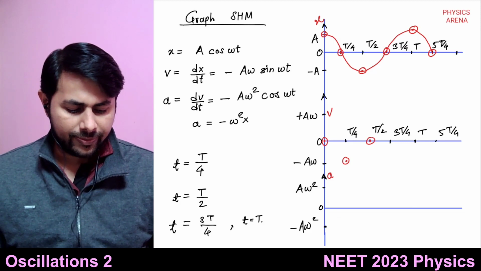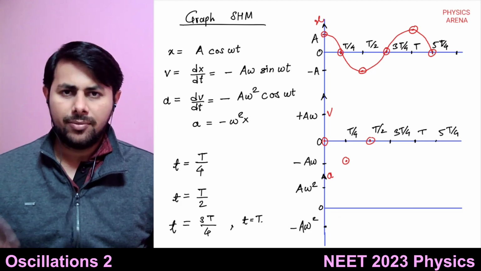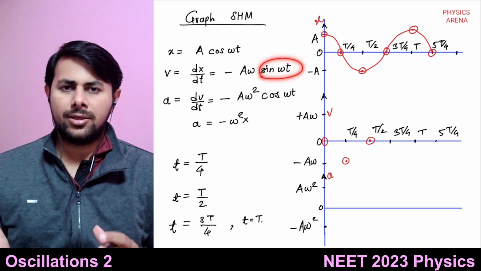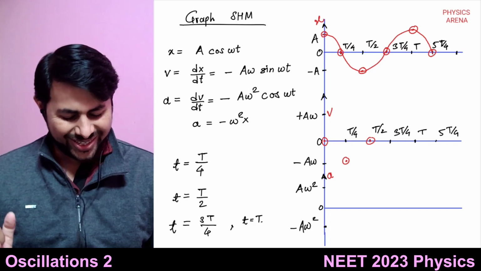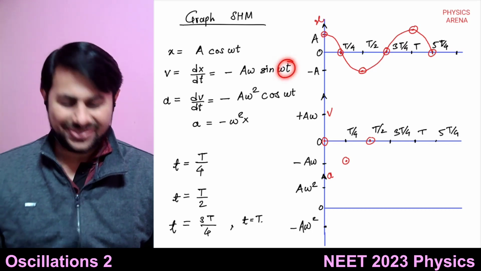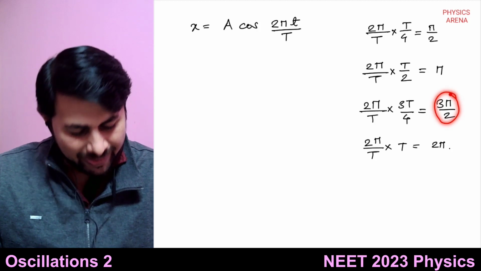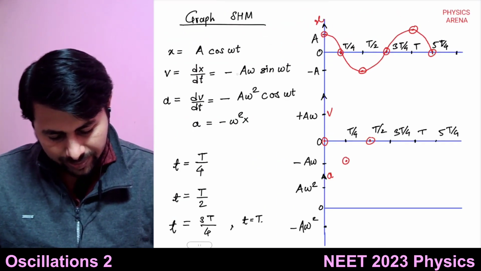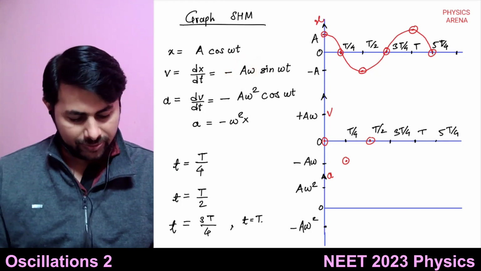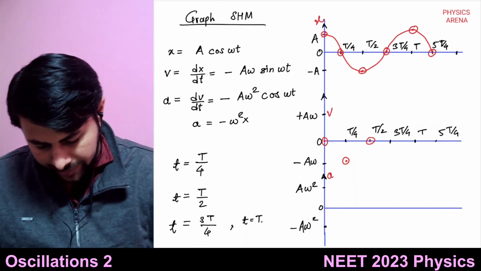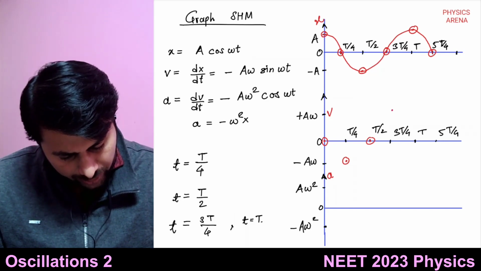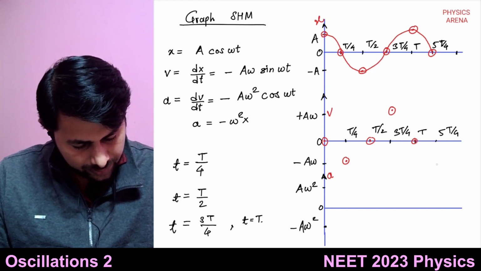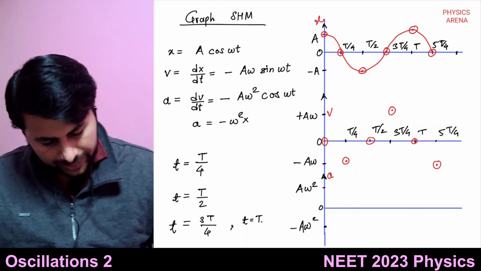Then at 3T by 4, it is plus 1. Sine of omega t, when omega t is 3 pi by 2, is equal to minus 1 actually. That minus 1 multiplied by this minus a omega will give us plus a omega. So this is the next point. And we can keep on plotting these points, so on and so forth. So the graph will look like this.